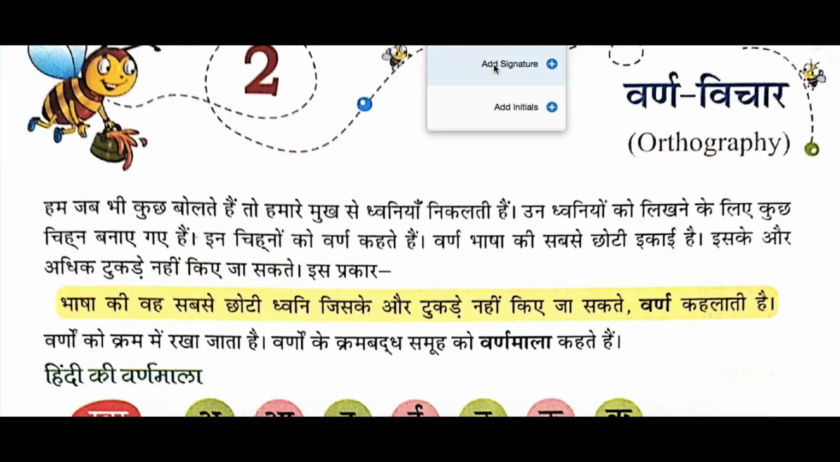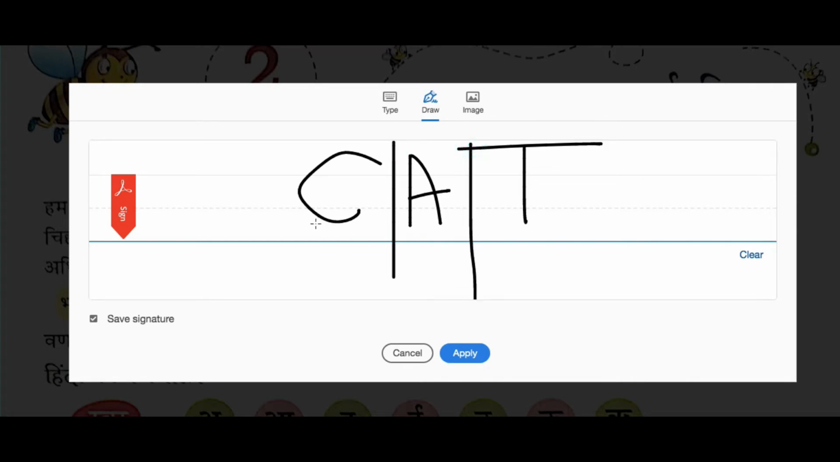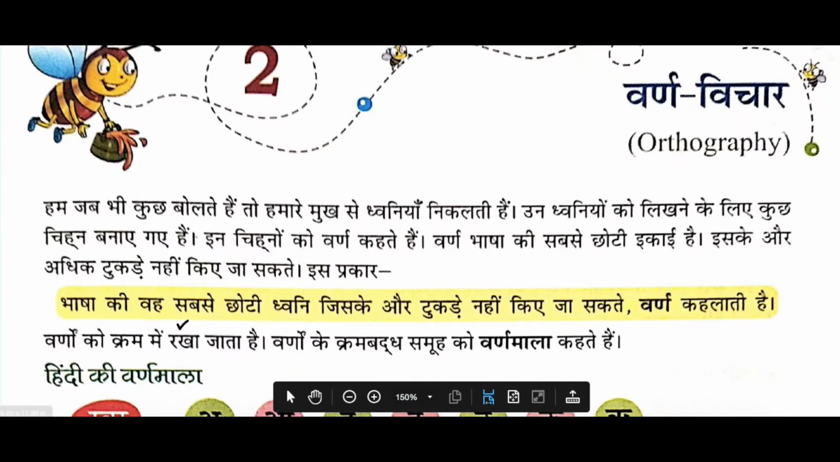One more example I want to tell you: suppose we simply write cat. Again we can divide cat in three parts, 1, 2 and 3: C, A and T. But you can't divide this C anymore. So this is the smallest unit. So भाषा की वह सबसे छोटी ध्वनि, the smallest sound, जिसके और टुकड़े नहीं किए जा सकते, you can't divide it anymore, उसे वर्ण कहते हैं.